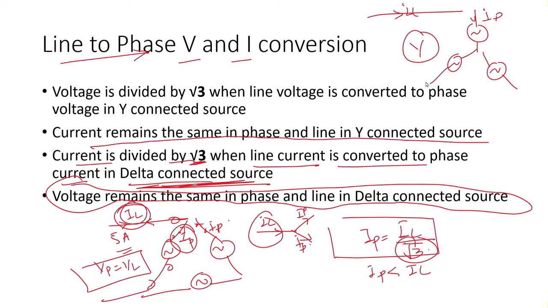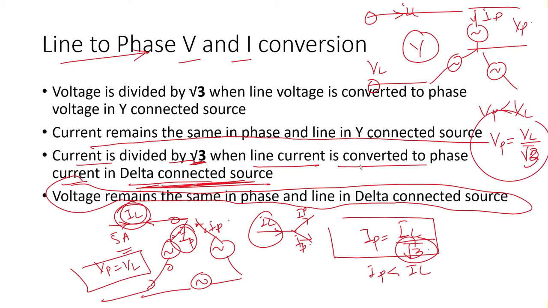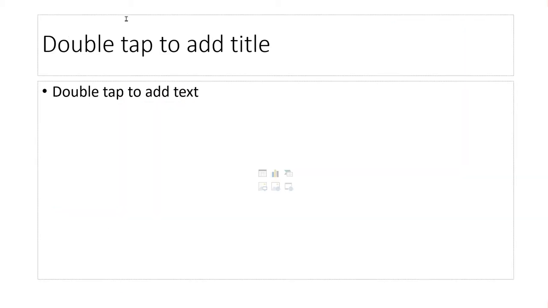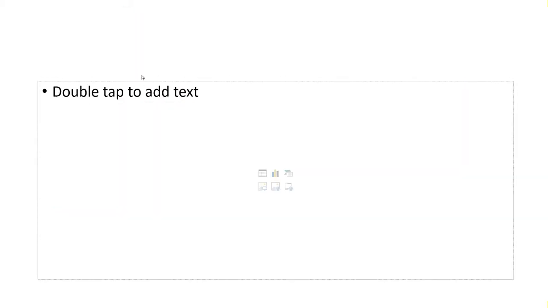But what happens to voltage? This is our VL and this is our VP. So VP is less than VL. Actually the VP is calculated from VL by dividing it by root 3. So the voltage is divided by root 3 when the line voltage is converted to phase voltage. As you have already expected, we are repeating it in an easier way now in this diagram.